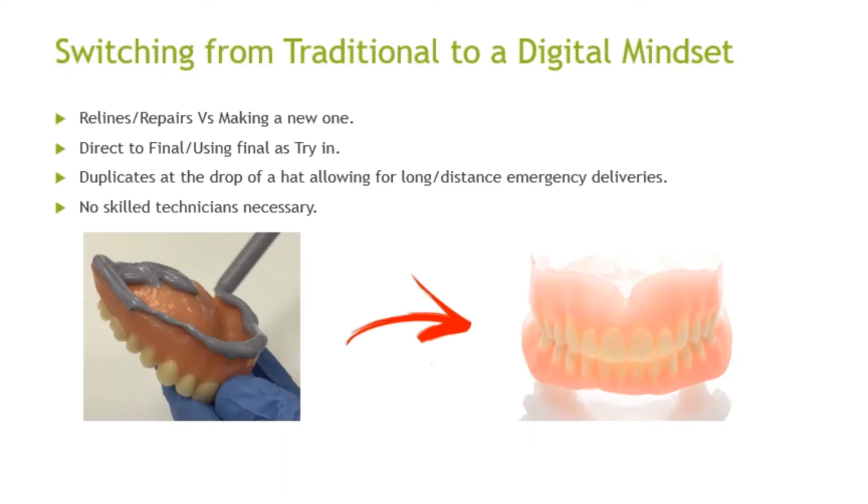Lastly, no skilled technicians are necessary. Essentially, to set up the printer, you can get any guy off the street with minimal CAD skills and teach him how to operate the 3D printers. That way you can use your technician's time more effectively to either evaluate the finished dentures, assemble the dentures, check occlusion, or do other things that require more skilled knowledge.